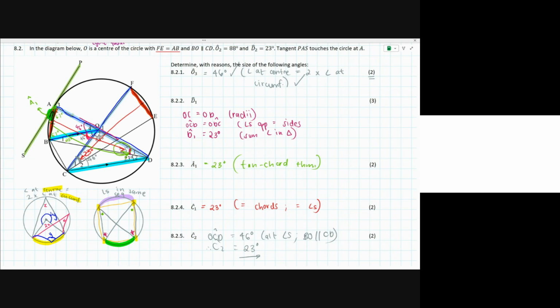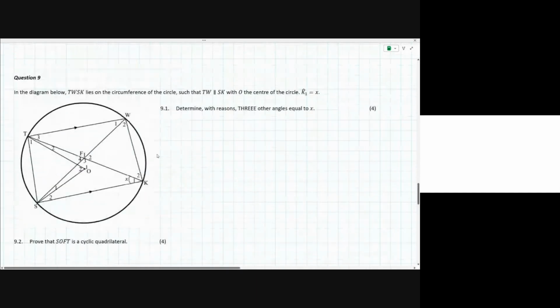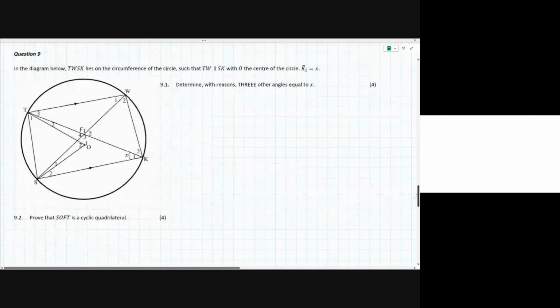All right. Okay, so the next one is algebra type 1. I just want you to try 9.1. Okay, so the three other angles equal to x. That's a lot of x's. Three other angles equal to x.